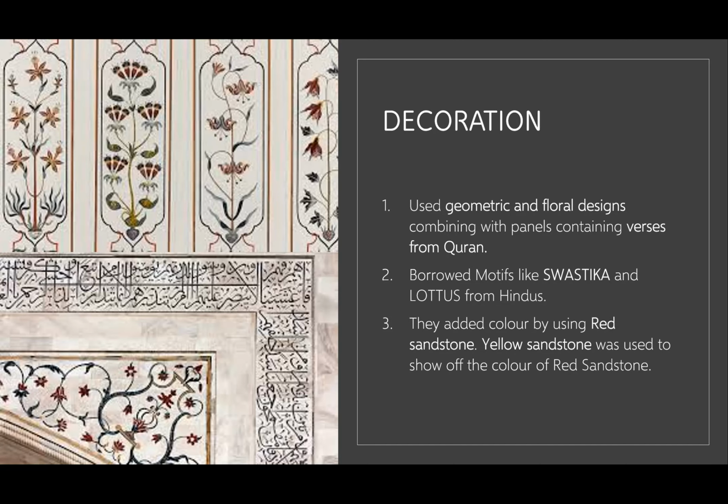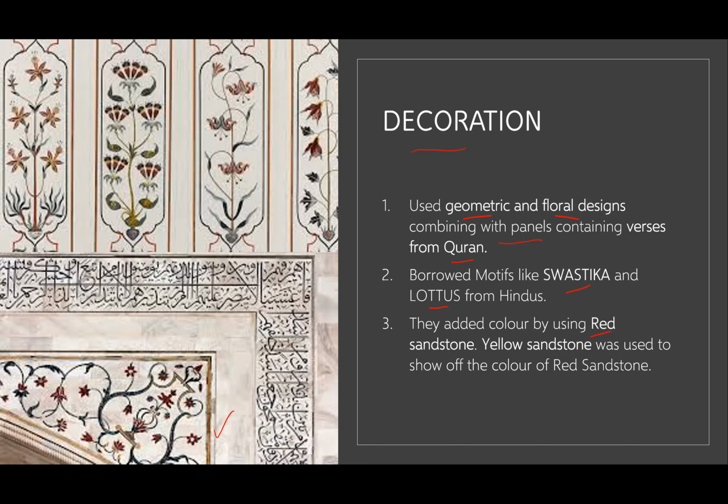Now comes the decoration. Now how did they decorate their areas? देखो, हम अगर decorate करें, we can put some flowers, we can put some paintings in a room. So what they did was they used geometric and floral designs. If you can just see here, combined with the panels containing the verses from Quran. So if you can just see from here, there is this floral design combined with the panels which have the verses from the Quran. So they borrowed the swastika and the lotus from Hindus. They borrowed these motifs from them, and they also added color by using red sandstone.